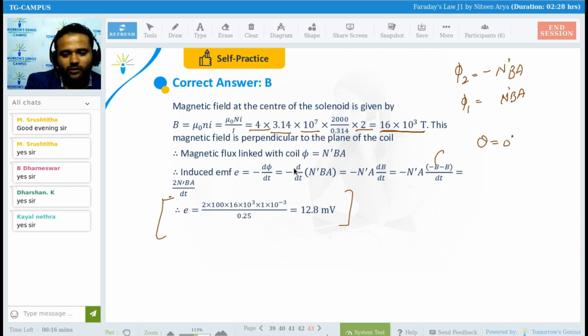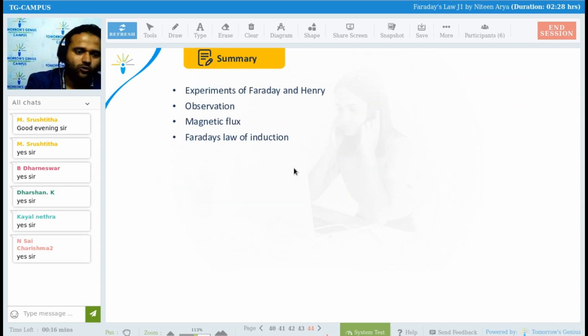Clear? Okay. So we discussed so many important things. Now there is a class assessment. Do it. As a summary, experiments of Faraday and Henry, observations, magnetic flux, and Faraday's law of induction. We did all of this in this single session. That is an important thing, and that is the beginning of EMI and the basis of AC and some principal concepts. Okay.